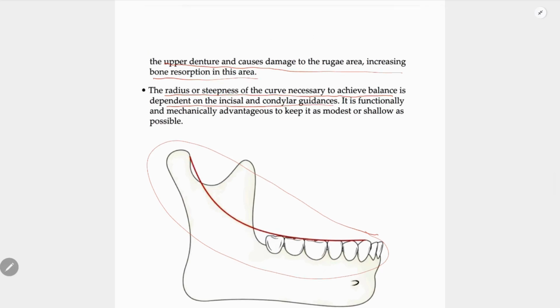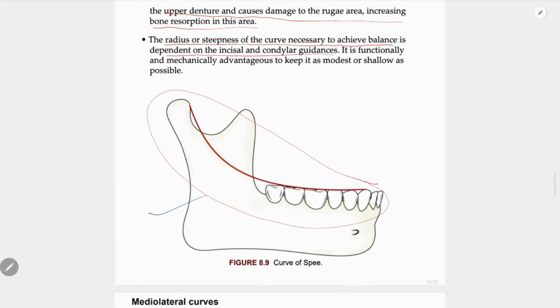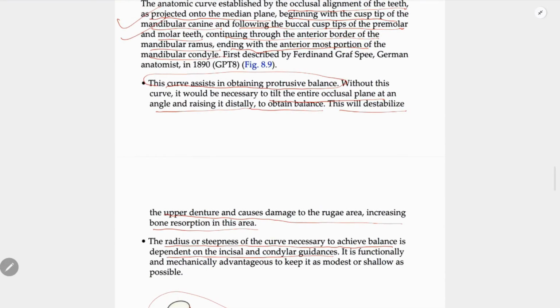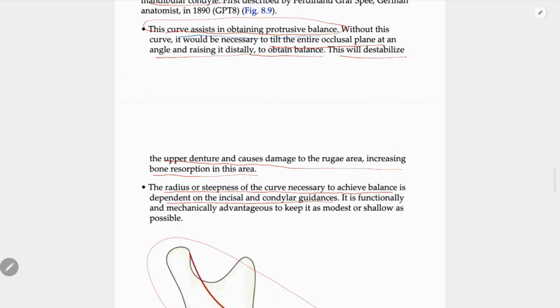So, in your anterior-posterior curve, you first have to write what is the curve of Spee. Draw this diagram starting at the buccal cusp tips and then ending at the anteriormost portion of the mandibular condyle. Then you will need to write it assists in obtaining protrusive balance. And what will happen without the curve? It will tilt the entire occlusal plane at an angle, raising it distally to obtain balance.